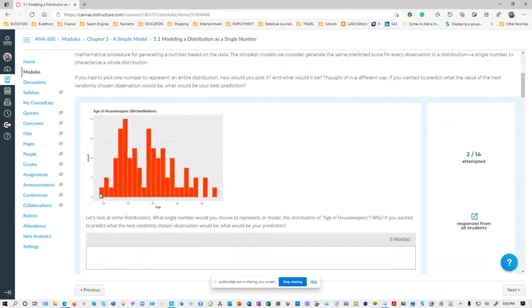But rather than talking about this histogram, see, the age of housekeepers, it's coming from housekeepers' age. On the other hand, you can remember we drew mainly two types of histogram, one for the population and one for the sample. As here, based on the given sample, you do the histogram.